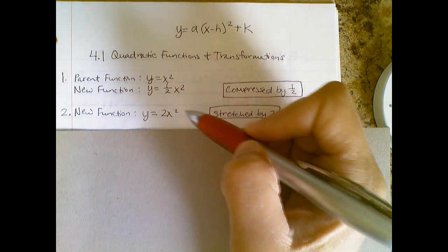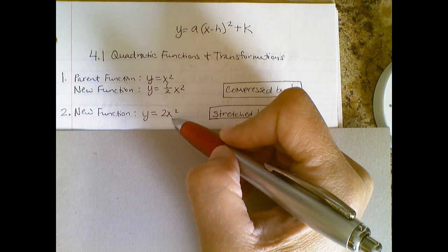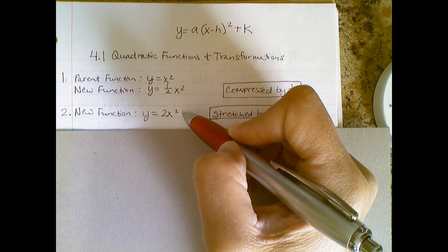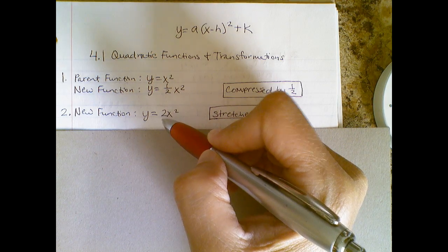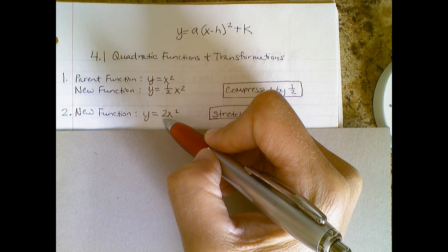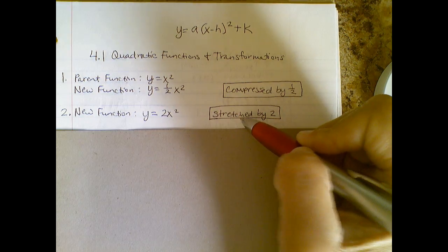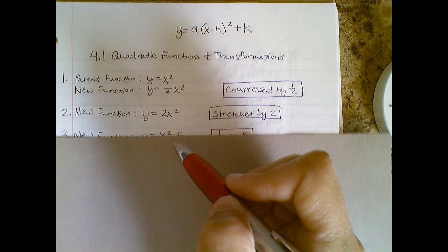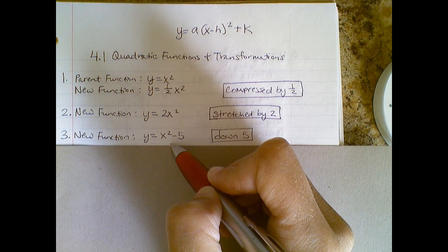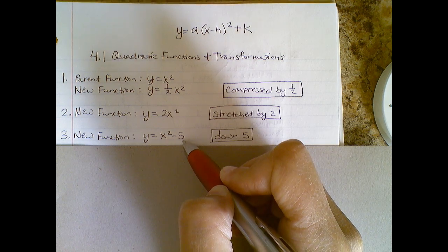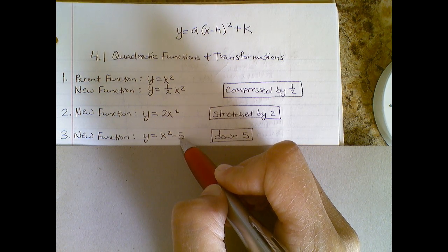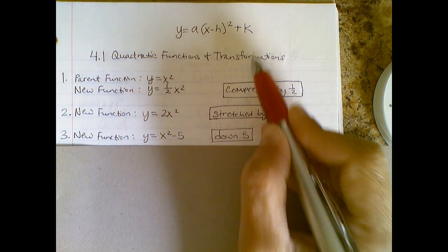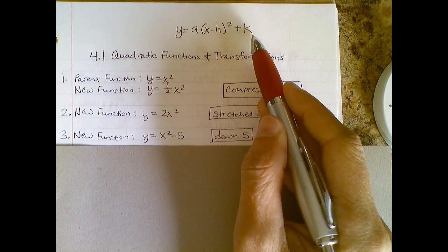This next one, I have y equals 2 times x squared. If the original parent function was y equals x squared, now I multiplied it out front by a 2. That number is greater than 1, so it's stretched by a factor of 2. Now if my new function is y equals x squared minus 5, I subtracted 5 to the end of my parent function, so that moves it down 5 units because the k is being affected.